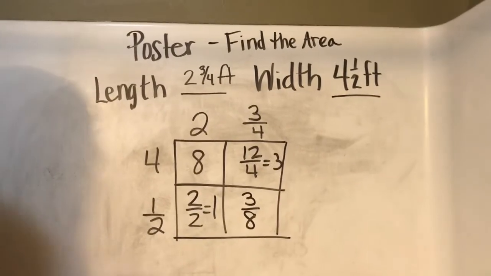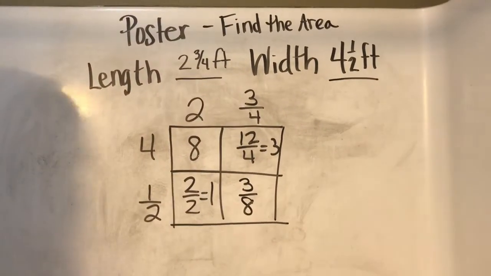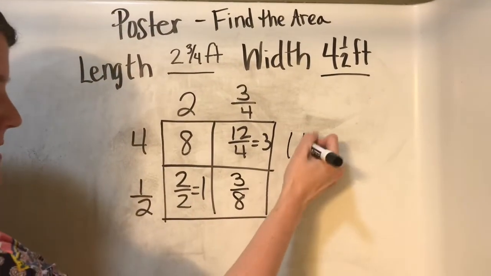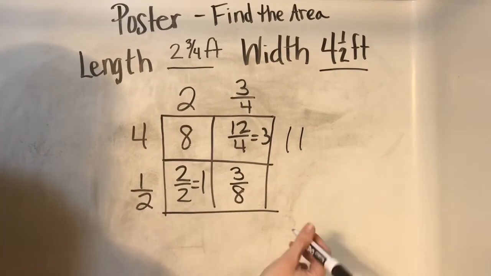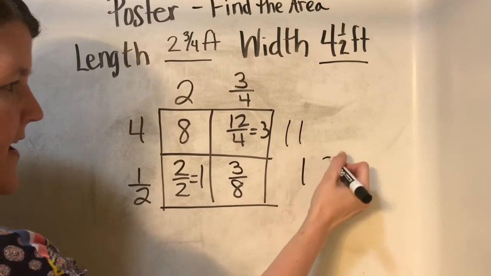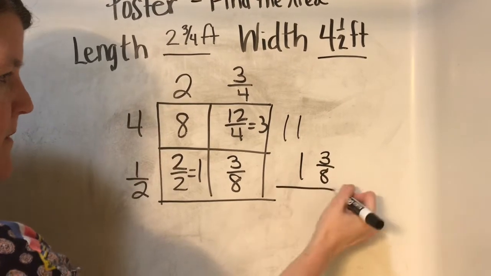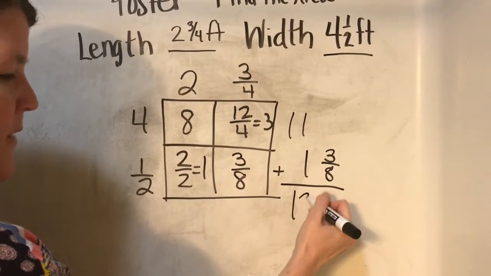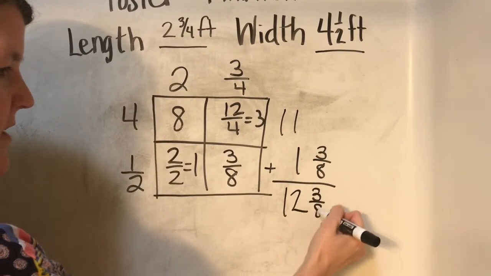So just like we would with whole numbers, we're going to add these together. So 8 plus 3 gives us 11. And then 1 plus 3/8 would give us 1 3/8. So then we put these two together, and we get our final answer of 12 3/8 feet.